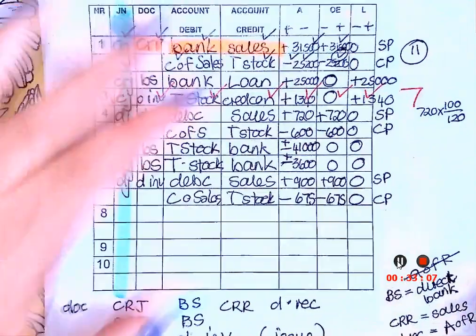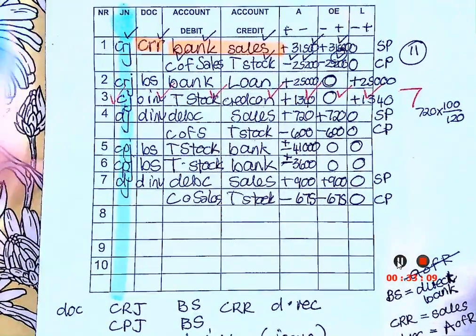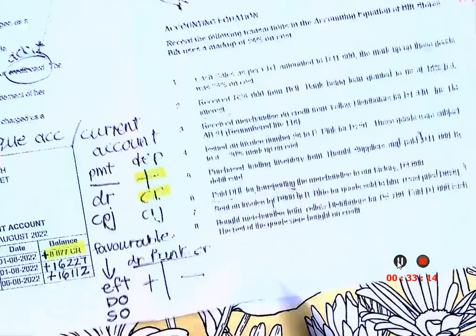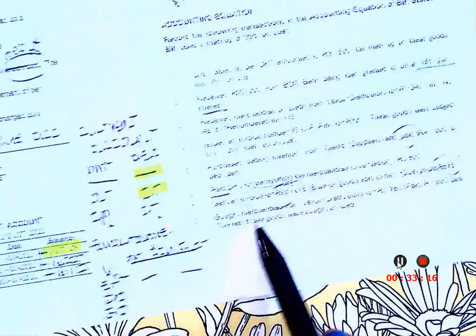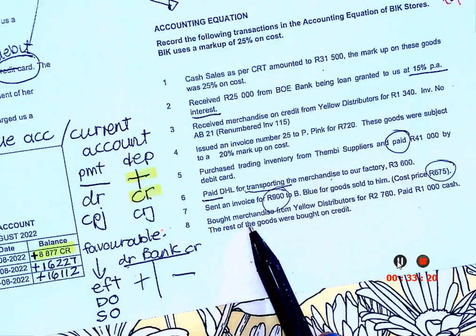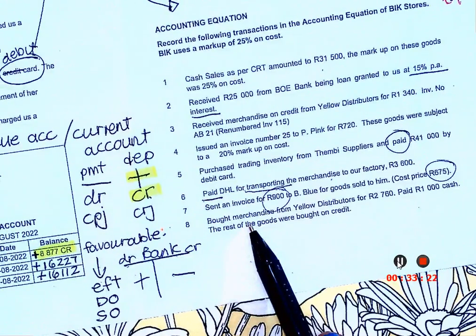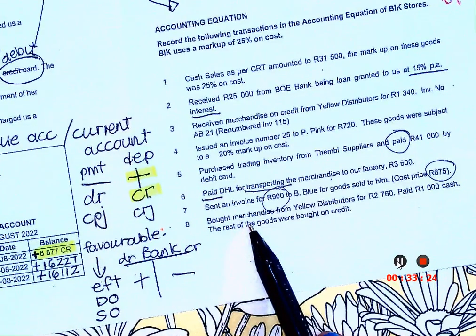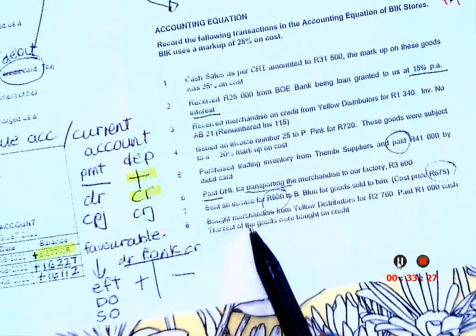Number 8. Please stop talking. We bought merchandise from Yellow for 2760. Can you please stop this? And I'm recording this, and I'm going to ask your parents to listen to this, so they can hear how many times I ask you to be quiet.